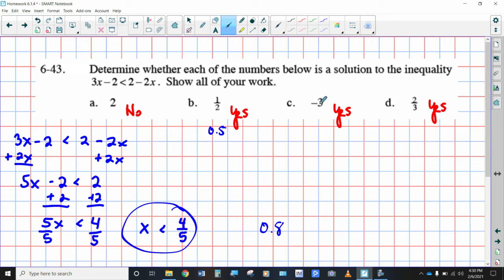-3, obviously, because it's negative and this is a positive, so yes, all negative numbers are going to be solutions. And then 2/3 is 0.6 repeated, and that is also less than 0.8. So we know that if you plugged in this here and here and simplified those expressions, this value would end up being less than this value.